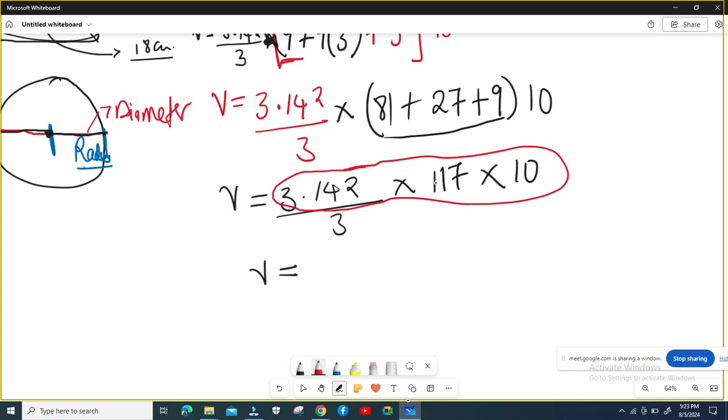But if you wanted, you can first divide the 3 into 3.142, or you can first multiply 117 times 10. But let's multiply everything: 3.142 times 117 times 10. What is our answer?